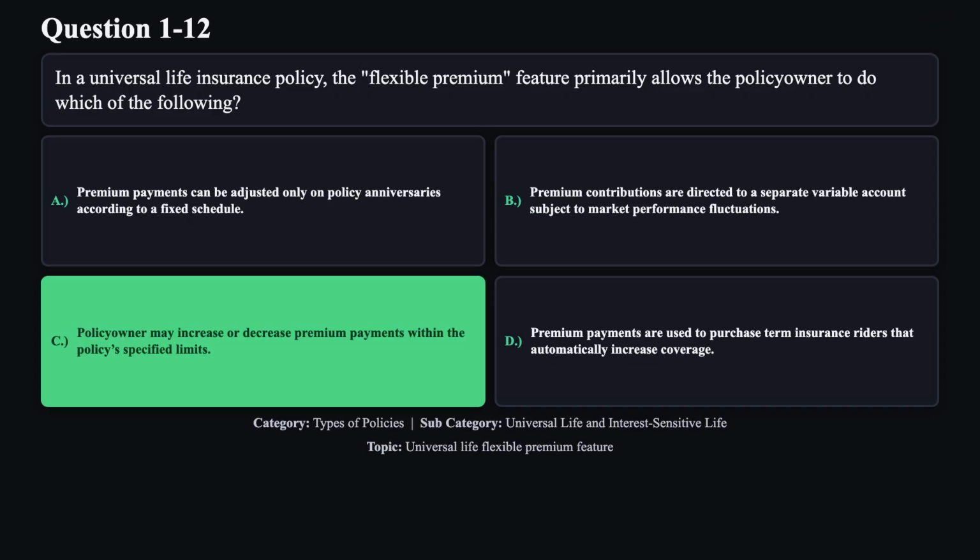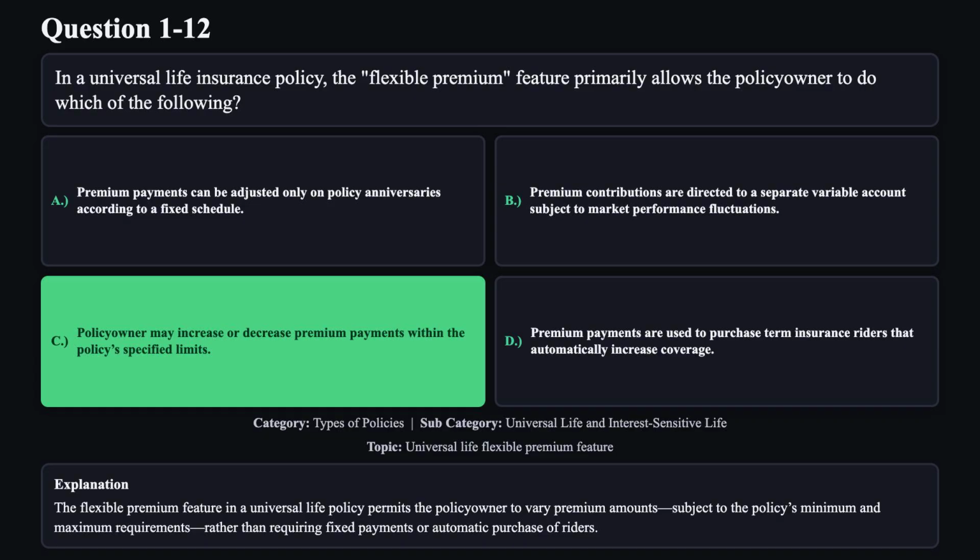The correct answer is C. The flexible premium feature in a universal life policy permits the policy owner to vary premium amounts subject to the policy's minimum and maximum requirements, rather than requiring fixed payments or automatic purchase of riders.